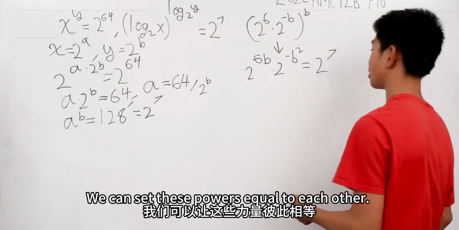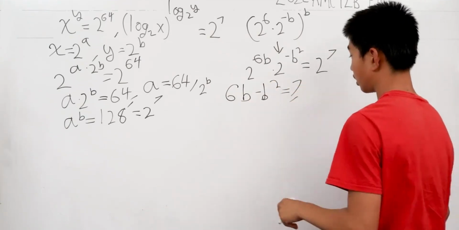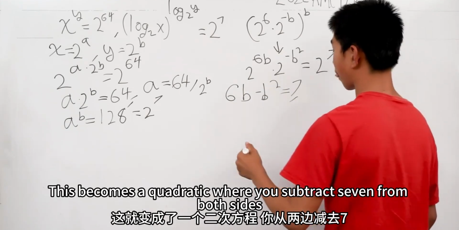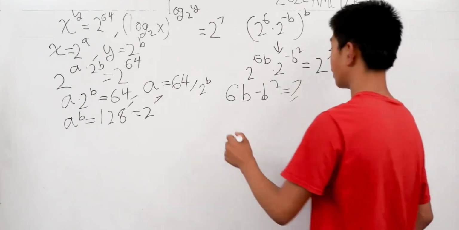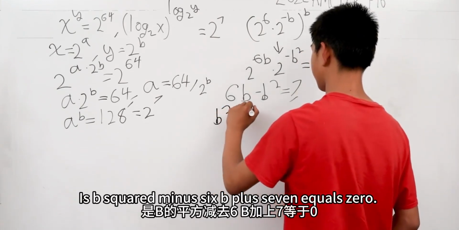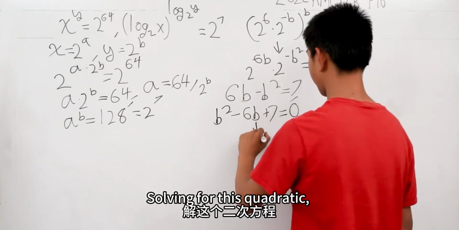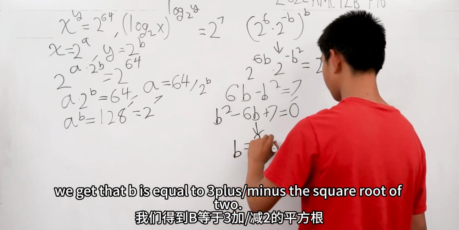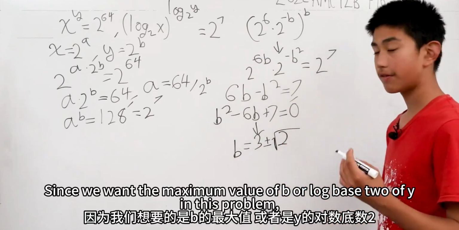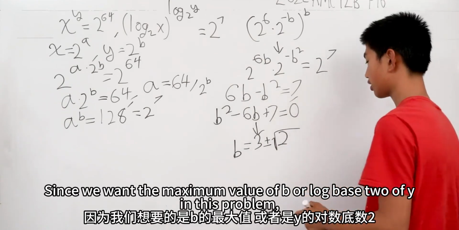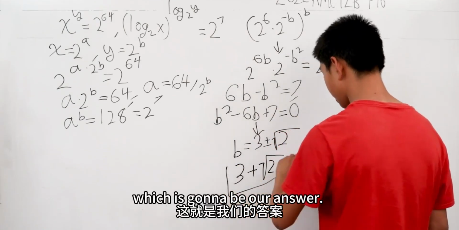So we can set these powers equal to each other. 6b minus b squared is 7. This becomes a quadratic where you subtract 7 from both sides and then multiply by negative 1 to make it easier to solve. This is b squared minus 6b plus 7 equals 0. Solving this quadratic, we get that b is equal to 3 plus or minus the square root of 2. Since we want the maximum value of b, or log base 2 of y in this problem, our answer is going to be 3 plus the square root of 2.